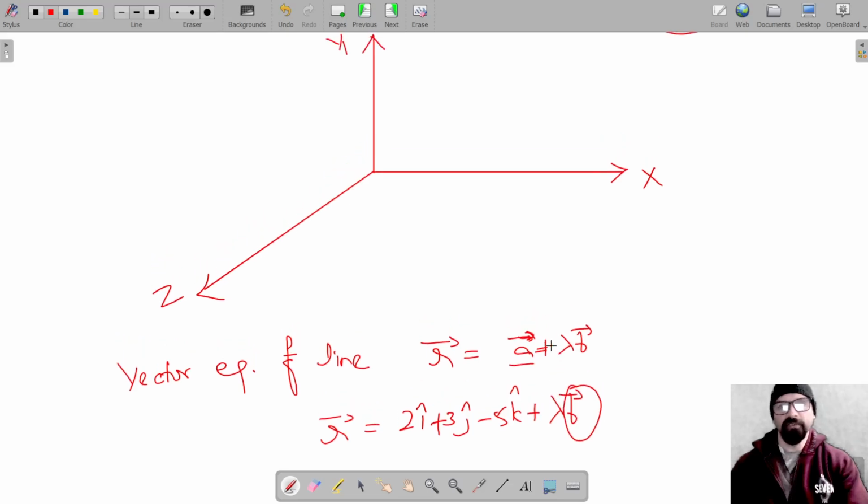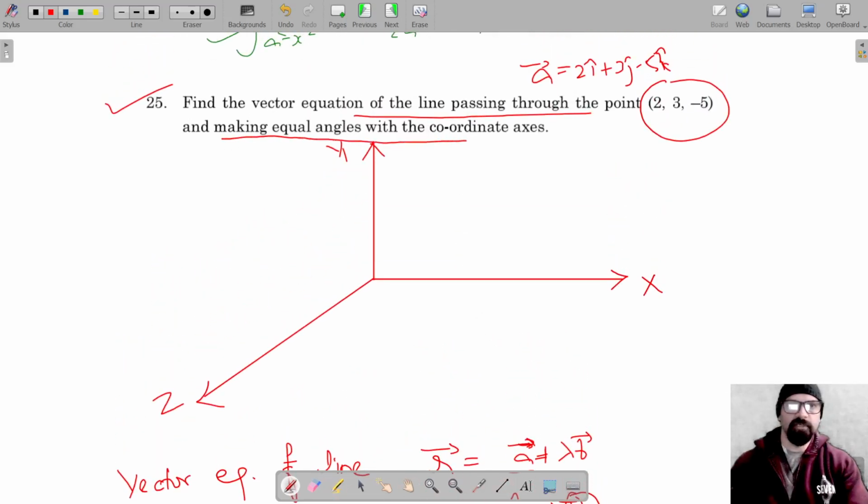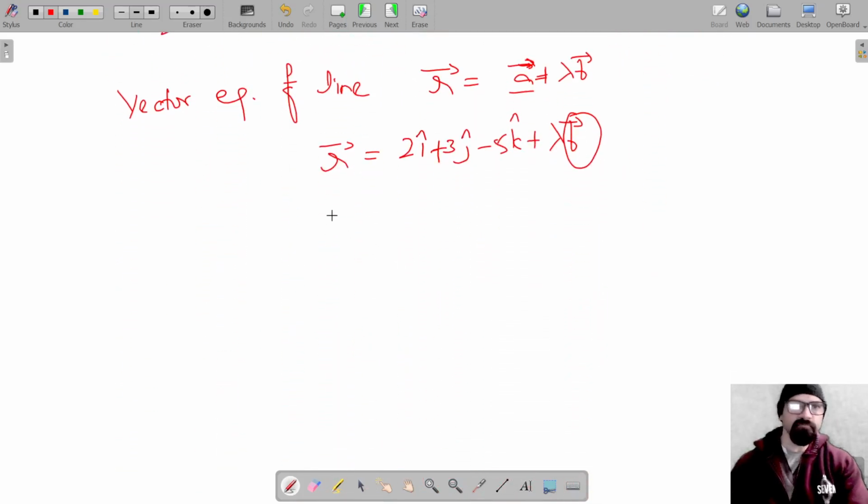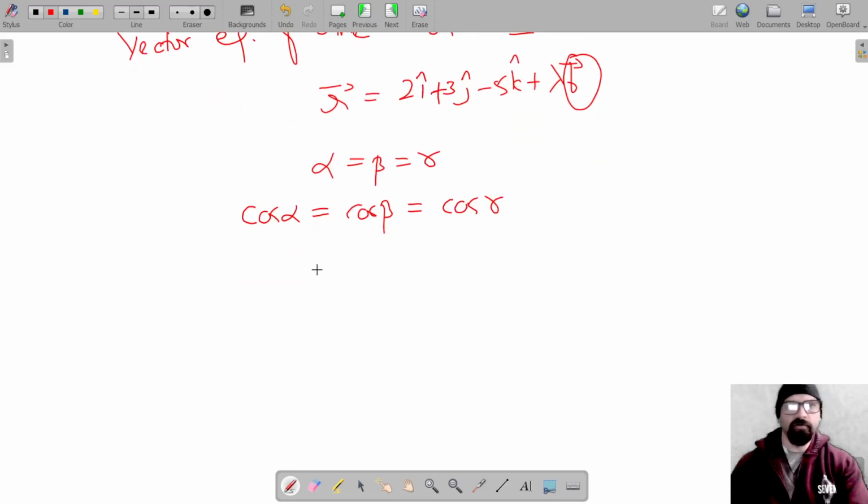Now we have to find the b vector, and to find it there is a condition that this line is making equal angles with the coordinate axes. Let's say this is the line, and its angle with the x-axis is alpha, with the y-axis is beta, and with the z-axis is gamma. It's given that the angles are equal, so alpha equals beta equals gamma. If these are equal, their cosines will also be equal: cos alpha equals cos beta equals cos gamma.